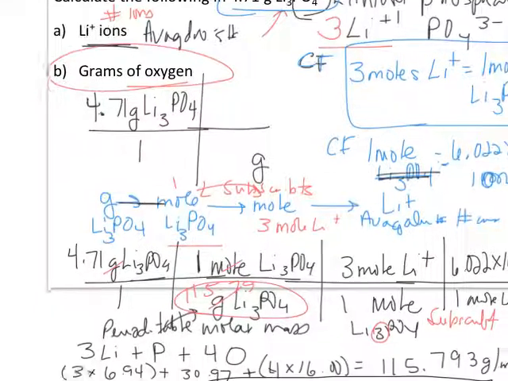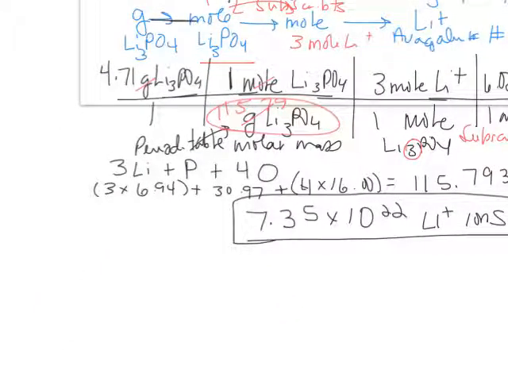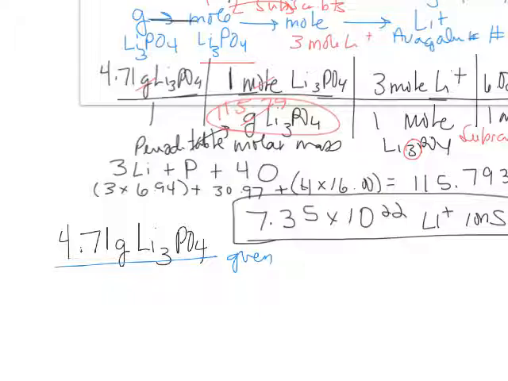So grams of oxygen. So let's rewrite this here. What do we have? We have 4.71 grams of lithium phosphate. That's our given. And the question is how many grams of oxygen? And in this case, go with just oxygen, not O2.